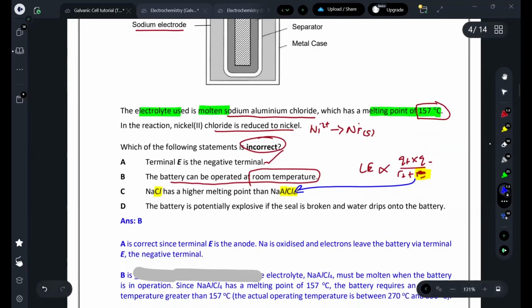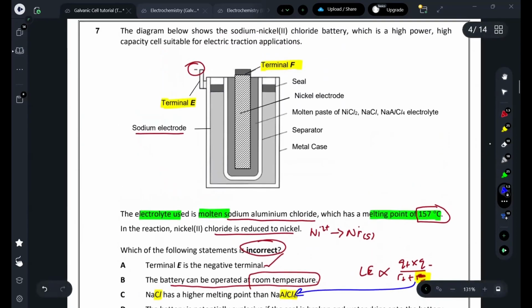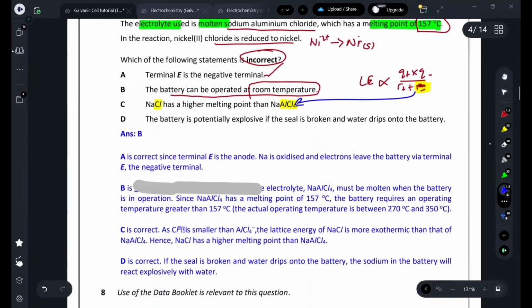Okay, last one, very straightforward. The battery is explosive if the seal is broken and water drips on the battery. Because remember, if water drips onto sodium, boom! Explosive. So this is correct.